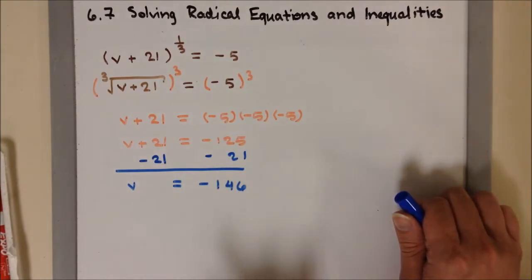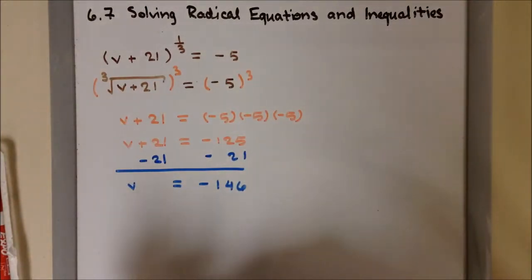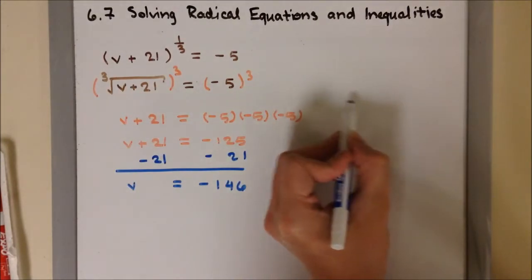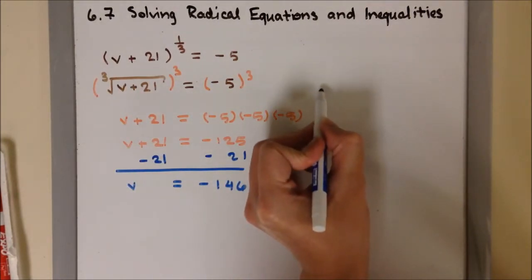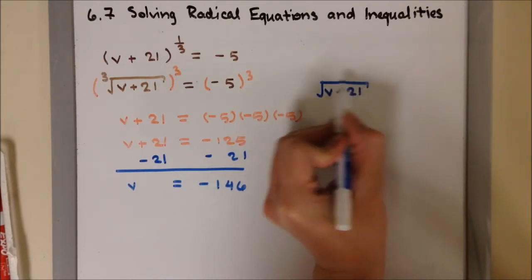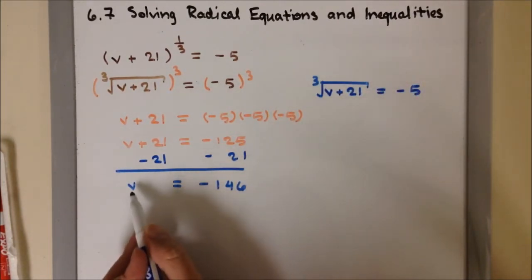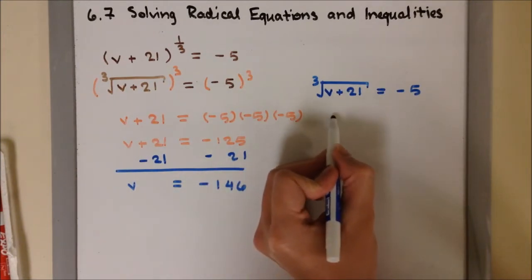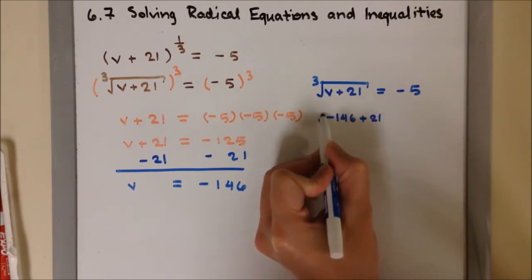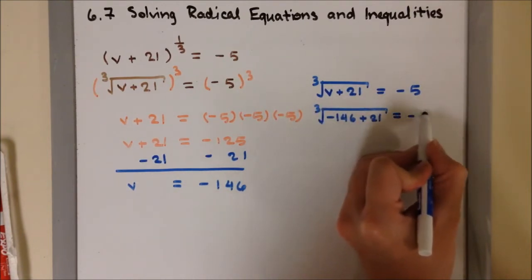Alright, so just like the square root equation, let's see if this one works. I'm going to plug it into the original equation, or you can use the radical, meaning the cube root. So I'm going to write the cube root over here. v plus 21 inside the cube root, equal to negative 5. When I'm plugging in for v, this is what it's going to look like. Negative 146 plus 21 inside the cube root, and see if it's going to equal negative 5.